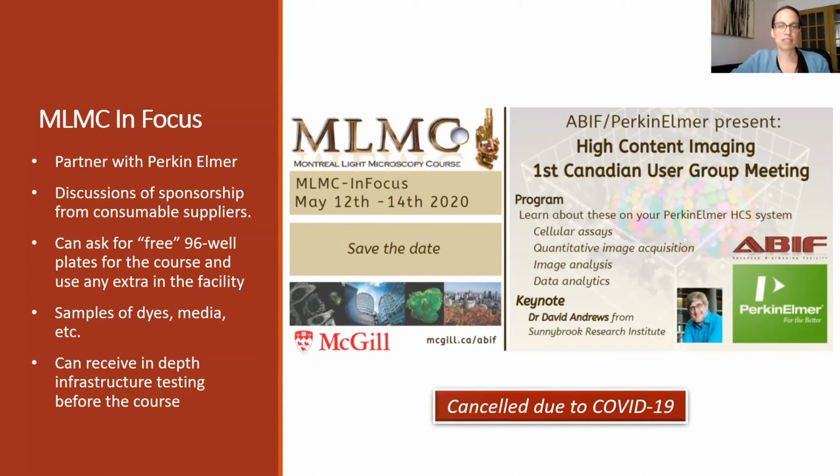So we could have asked, and this is just an example, Perkin-Elmer produces the Opera Phenix, but also the 96-well plate that will fit in the machine. They highly recommend using those plates, so you could ask for some of those free plates. Another good advantage is that if they demo this system during this course, it has to be in perfect condition. So they'll probably come before and test the infrastructure and make sure it's in good use.